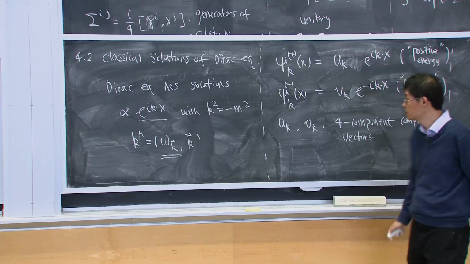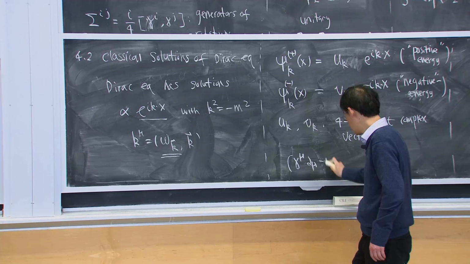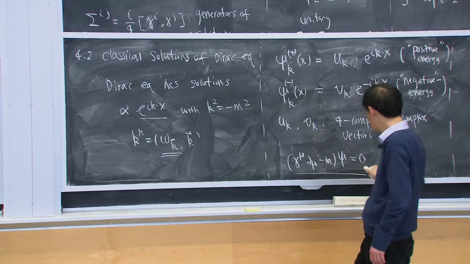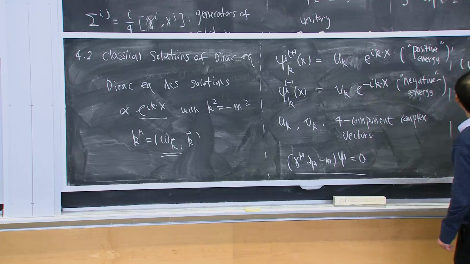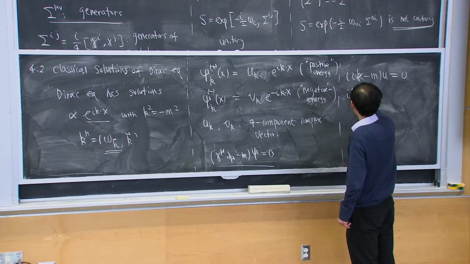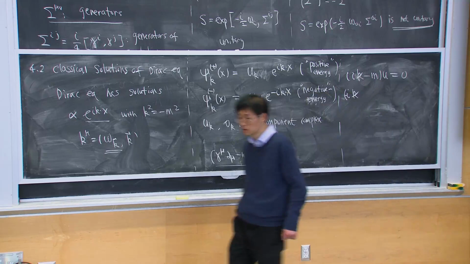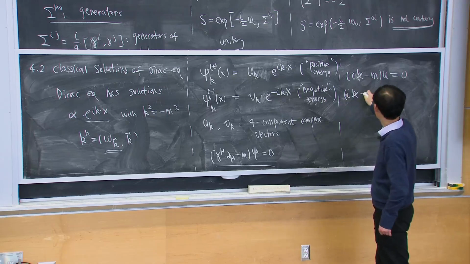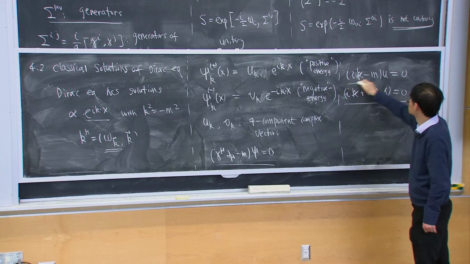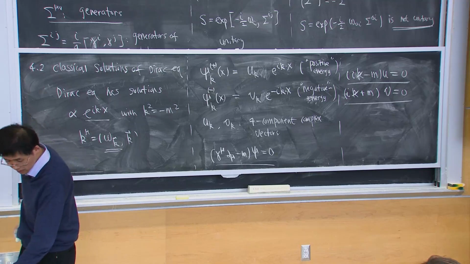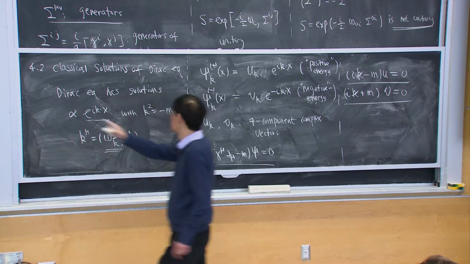So when you have (gamma^mu partial_mu minus m) psi equal to zero, you just plug psi plus and psi minus in, and you find the following equations. For u you get (i k-slash minus m) u equal to zero, and let me double check the sign. Yeah, indeed, you get (i k-slash plus m) v equal to zero. So you get these two equations, and our goal is just to solve those equations, okay? And k-slash is just as defined before: k-slash equals gamma^mu k_mu.